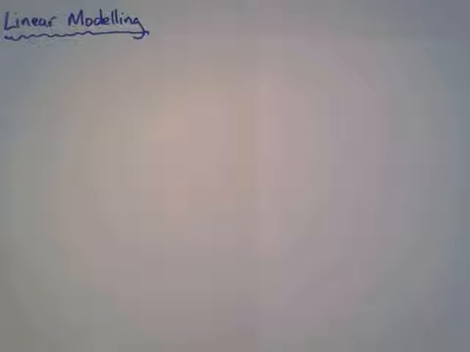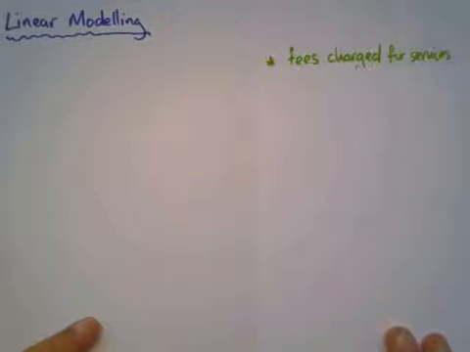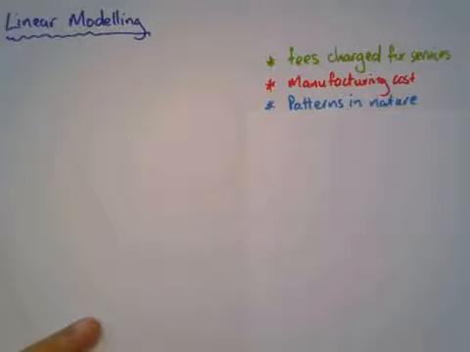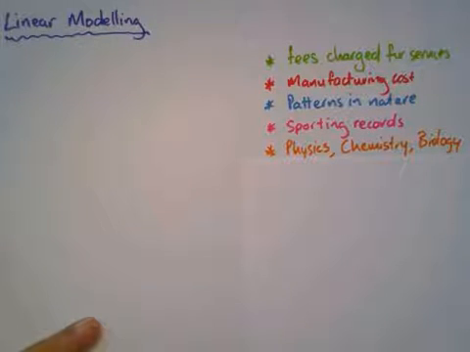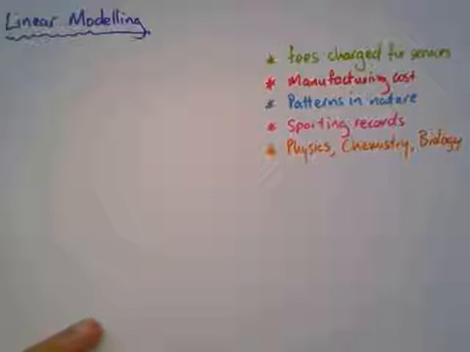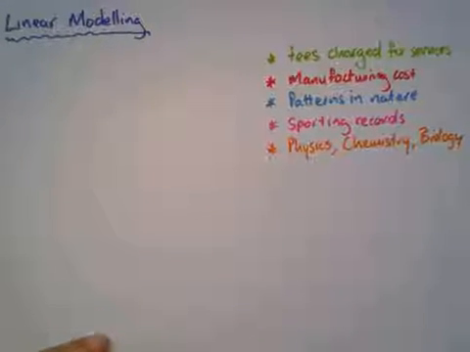In real life, linear modeling is often used. We can use these in cases like if there's fees charged for services, manufacturing costs, patterns in nature, sporting records, and in our other subjects like physics and chemistry and biology. A lot of what happens there is linear modeling, or we can use linear modeling. So when you use linear modeling, we're going to look at the following.